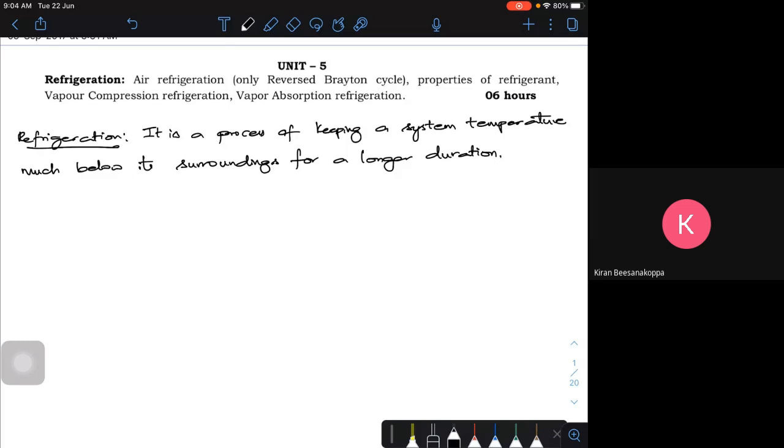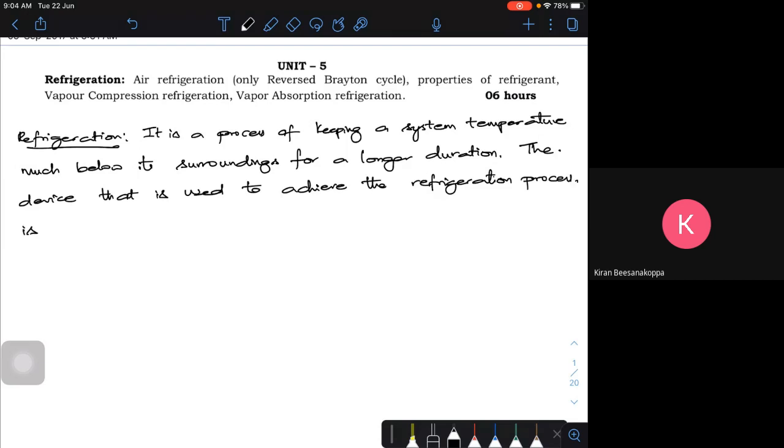Now, the device that is used to get this refrigeration effect, or to achieve the refrigeration process, is called a refrigerator. So this is a very simple definition of refrigeration.